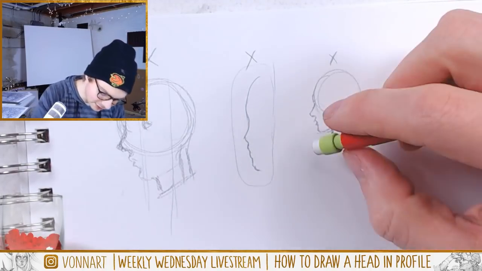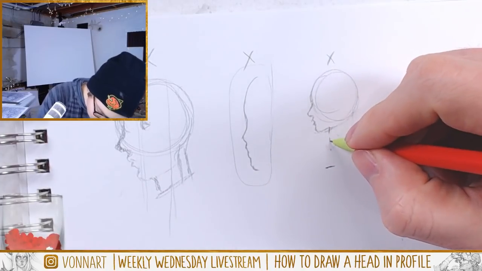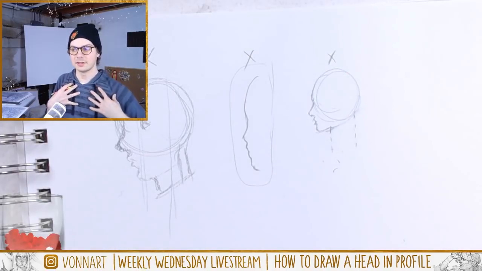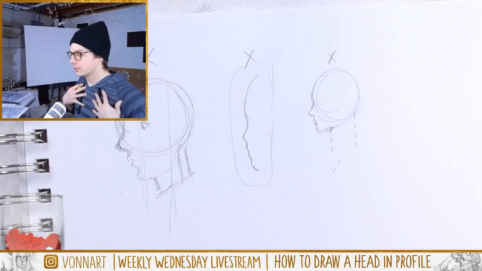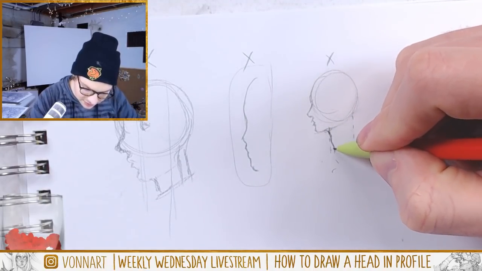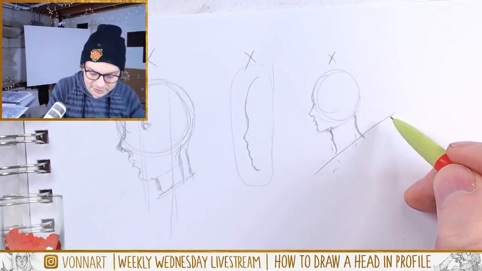Instead, I would rather see, I'll do like little tick markers. Most people have a little forward push to their neck. And in doing so, their neck is going to be at a slight angle. And it should look like this.